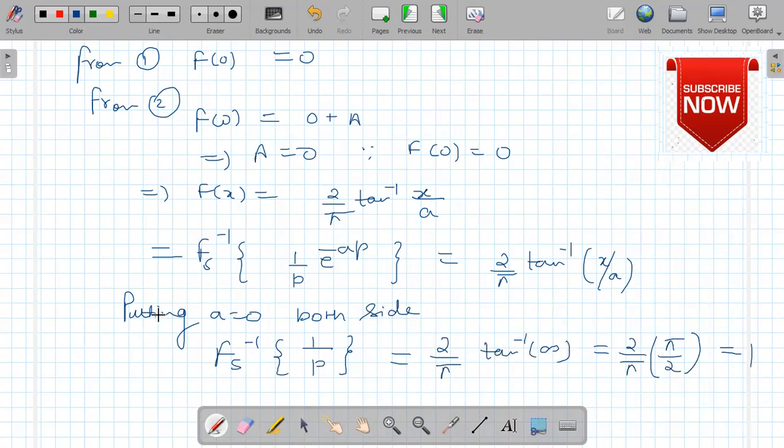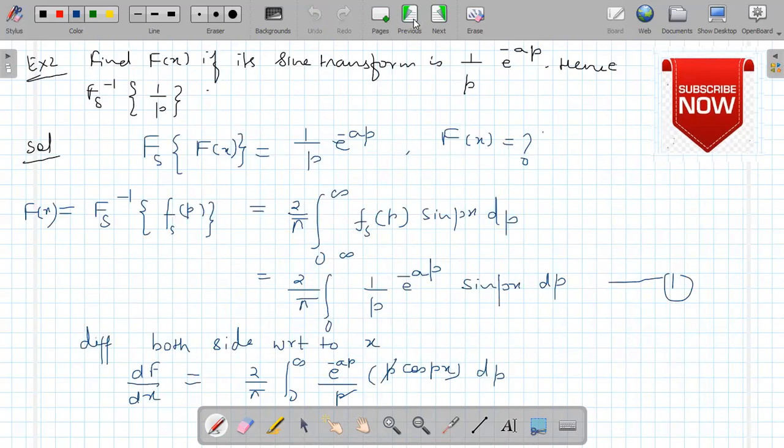Okay. So this is how we find Fourier sine inverse of this function and hence obtain the value of this function using the result of this. I hope you understand these two questions and the logic behind finding the solution of these questions. In my next video lecture, I will discuss some applications of these transforms.